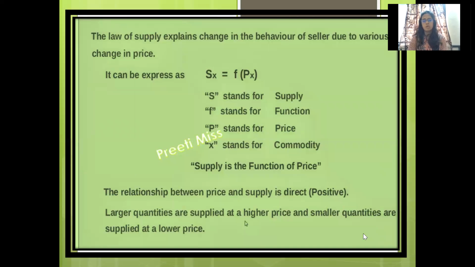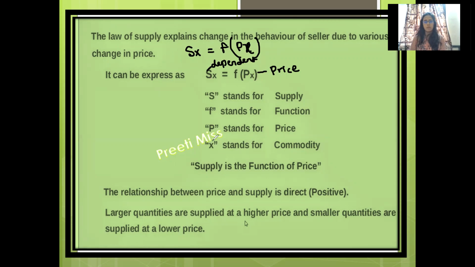Next, we also write about the relationship, the symbolic expression, which we call symbolical. Sx stands for supply of commodity X, which totally depends upon, is a function of, the price of commodity X. Now remember students, there is one dependent factor and one independent factor. Supply is the dependent factor. Supply totally depends upon the independent factor, that is price. Price of commodity X is independent.